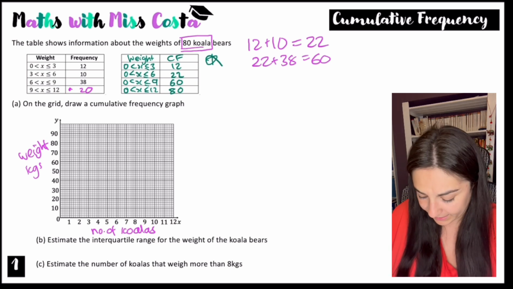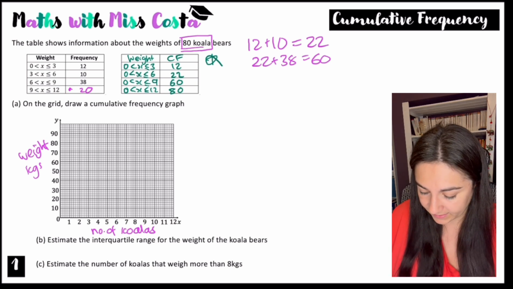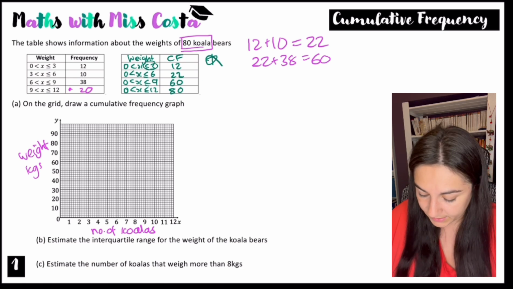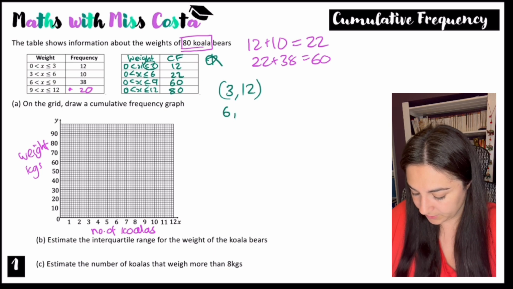So now you've got your values, you need to plot your cumulative frequency. Now you always plot it against the largest value of the interval. So the first coordinate is going to be 3, 12, then followed by 6, 22, 9, 60, and 12, 80.